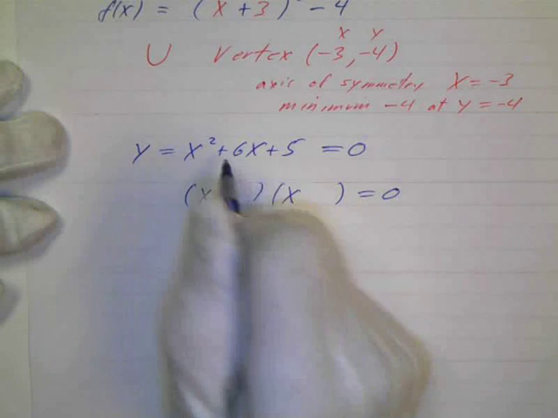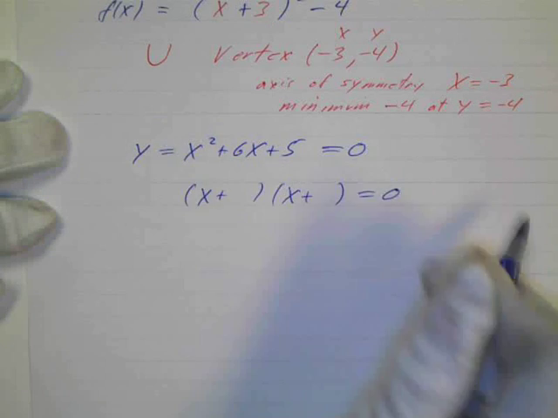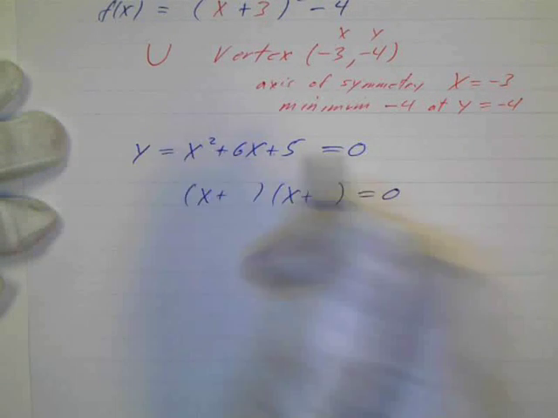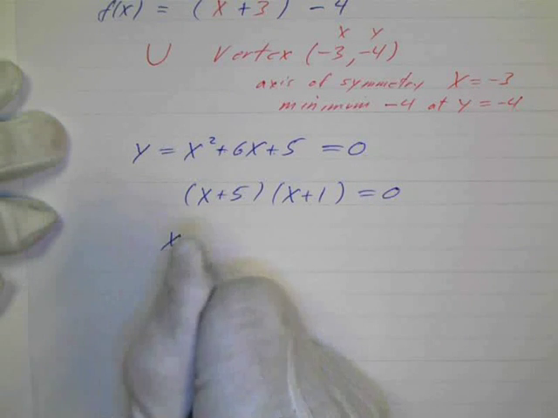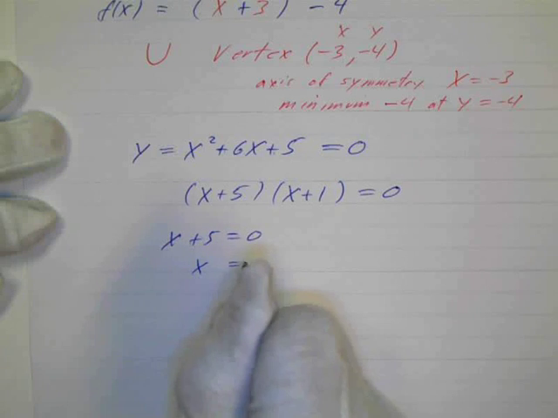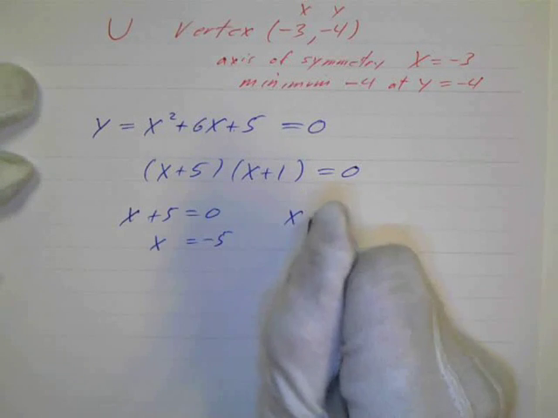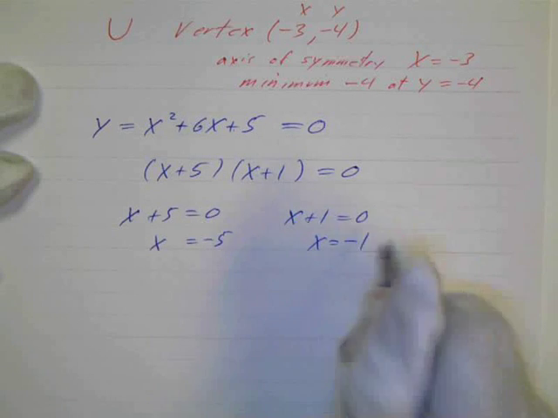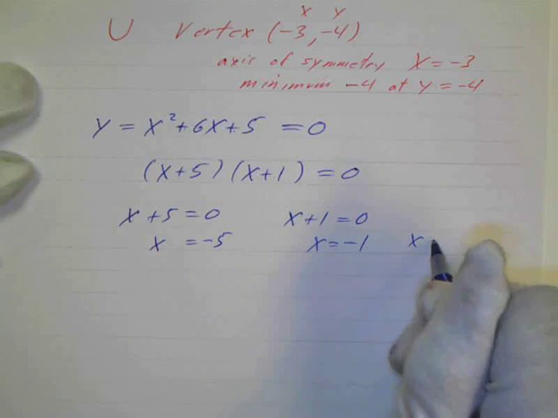This tells me these signs are the same, and this tells me they're both positive. Only one way I can get 5, 5 and 1. So I know that x plus 5 equals 0, so x equals -5, or x plus 1 equals 0, or x equals -1, and those are my zeros, or my x-intercepts.